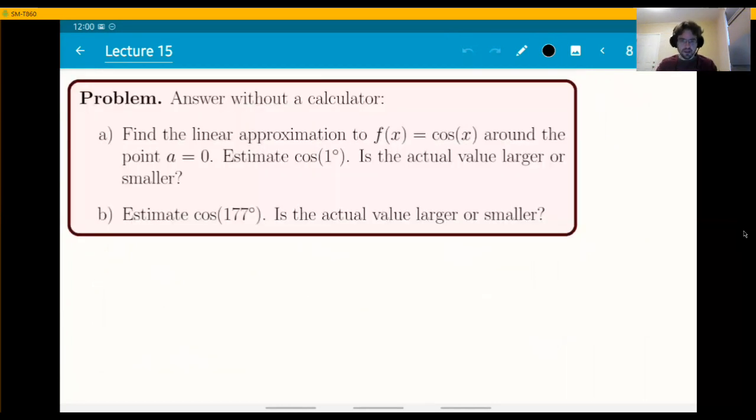So let's do another one like this. Once again, 2 items. Answer without a calculator. Find the linear approximation to cosine x around the point a equals 0. And then estimate cosine of 1 degree. Is the actual value larger or smaller?